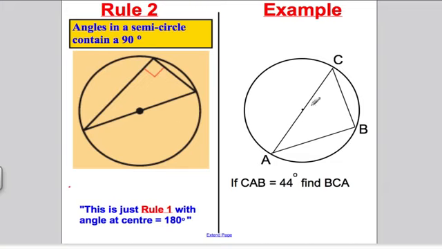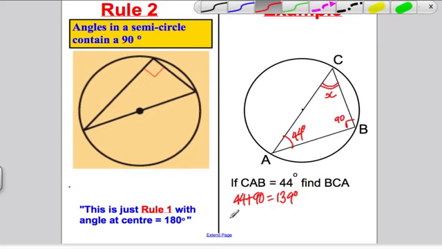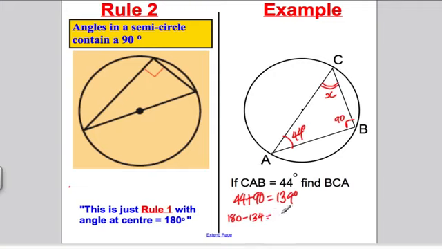It says if CAB is 44, C to A to B is 44 degrees, find BCA, find B to C to A, find this one. Okay, well, if this is a diameter, this is a triangle in a semicircle, this angle here must be 90. So to get this one, you add 44, add 90, you get 134 degrees. And then you take that away from 180, so you do 180 subtract 134, and you get 46 degrees. So BCA is 46 degrees.